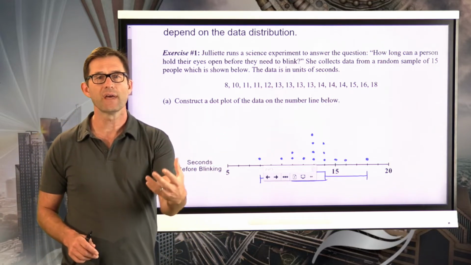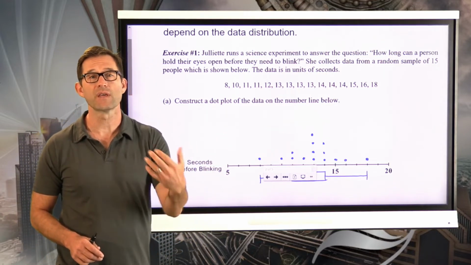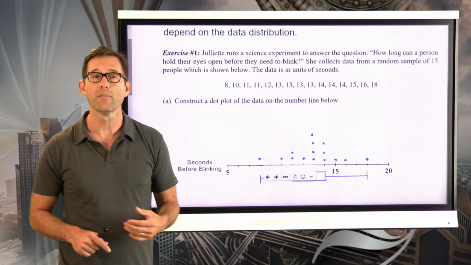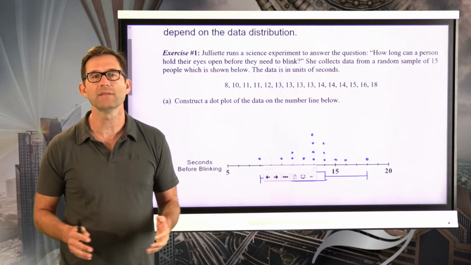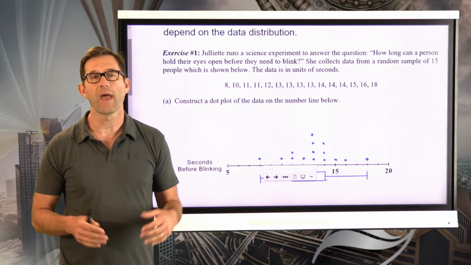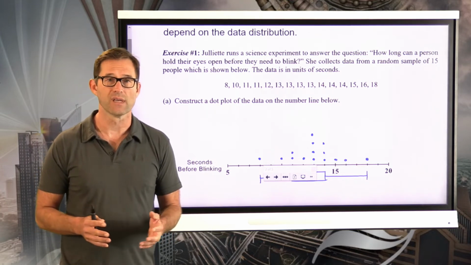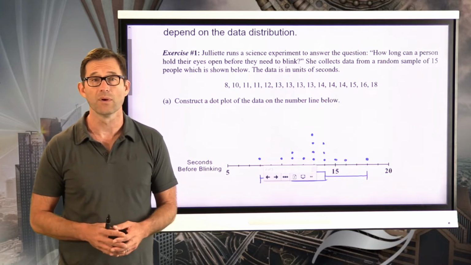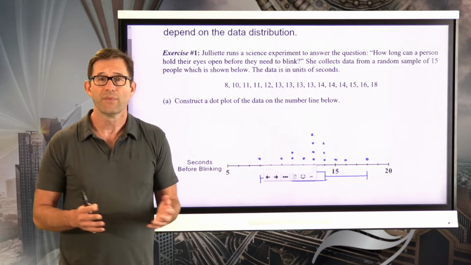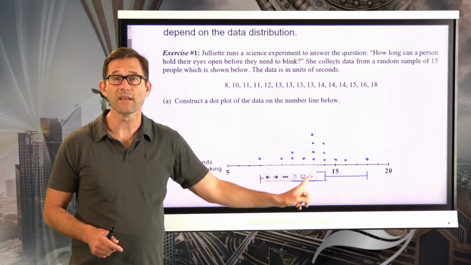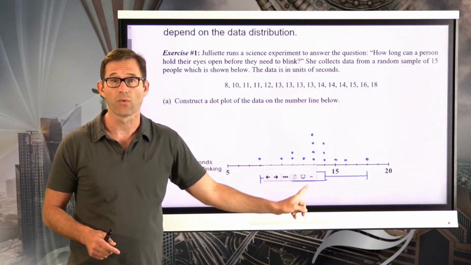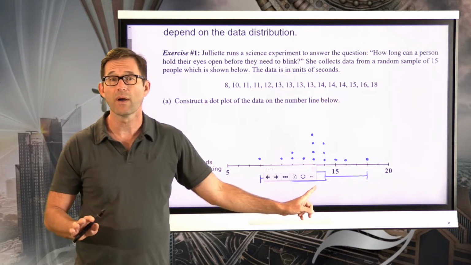The natural tendency when you answer a question is to first give a measure of center, like either the mean or the median. But they're the same in this case. They're both 13 seconds. So whether we said the average amount of time was 13 seconds or the median amount of time was 13 seconds, they're both right there in the middle. That is the middle of this data set, 13 seconds. No question about it.